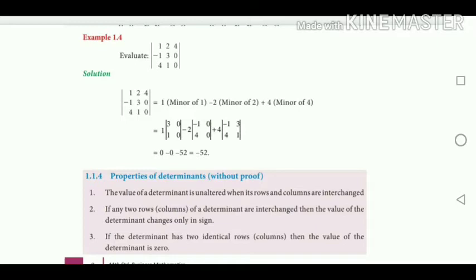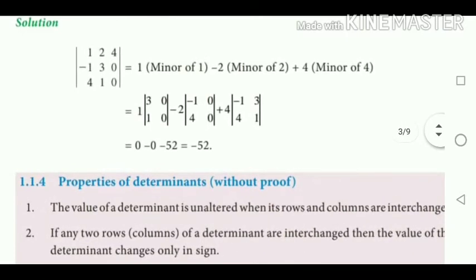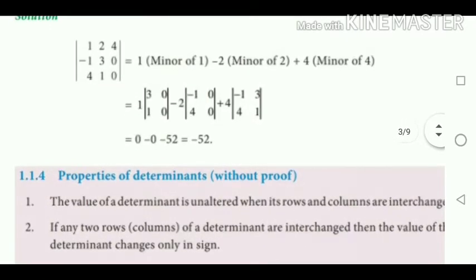You find the value using the first row or first column. Here the first row is 1 2 4. For the first row only, you are finding the minors. For 1, which is in the first row, first column, delete the first row and first column. You get 3 0, 1 0, that is 1 into that. For the second term, minus is applied according to the formula: minus 2 into the minor of the first row, second element. Delete the first row as well as the second column. You get the remaining entries minus 1, 0, 4, 0.